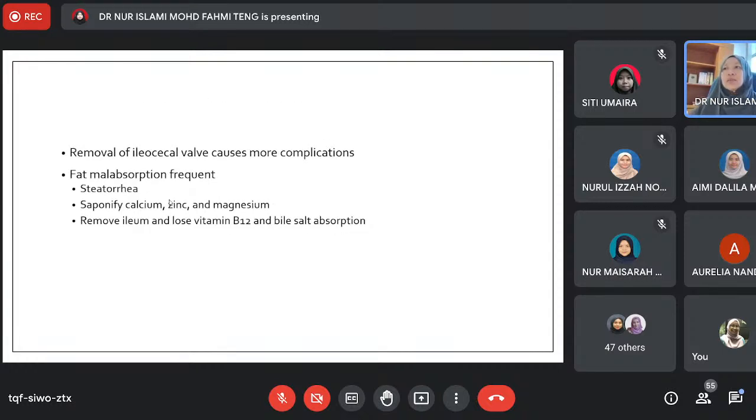Okay, so orang yang ada SBS, they may have complications. So fat malabsorption is frequent, for example, presenting with steatorrhea, saponified calcium, zinc and magnesium. And removal of the ileum can lose vitamin B12 and bile salt absorption. So basically bila ada SBS memang akan ada malabsorption.